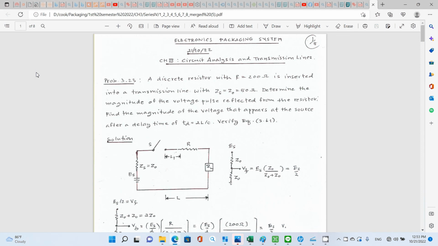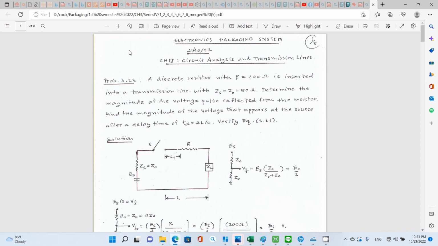Hi, everybody. Let's get back to chapter 3. This one is the series 4, still on the circuit analysis and transmission lines. Let's take a look at problem 3.23.